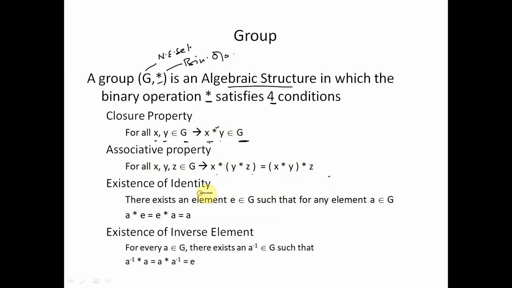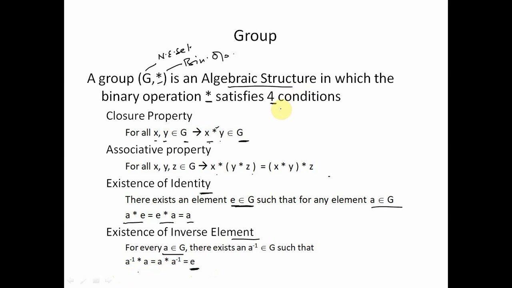An identity element must exist. What does it mean? It means that there must exist an element e belonging to the group G such that for any given element a, a * e is equal to e * a is equal to a. Existence of inverse element: for every element a belonging to the group G, there must exist an element a inverse belonging to G such that a inverse * a is equal to a * a inverse is equal to e, where e is the identity element.